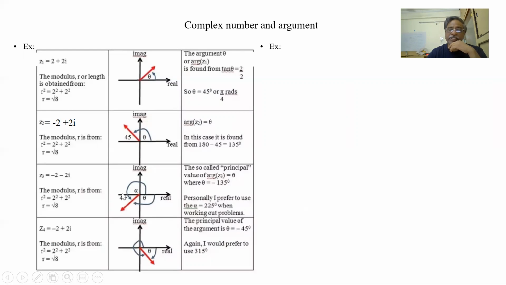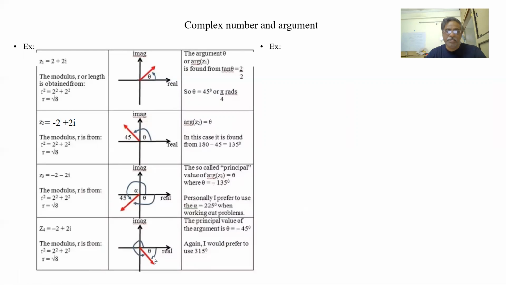This has to be written as minus pi plus 45 because the argument is less than pi. It cannot be more than pi. But this is preferred. We normally prefer this way. This is in the third quadrant. We know this is in the fourth quadrant.